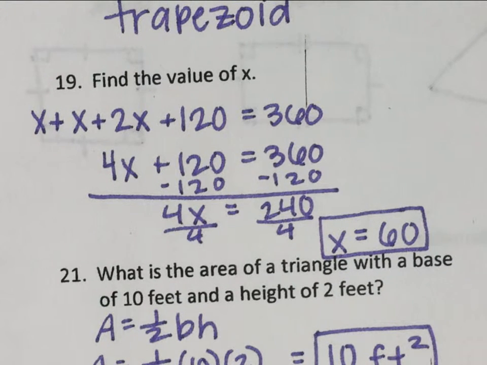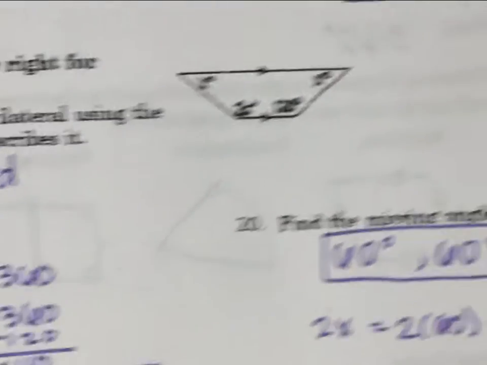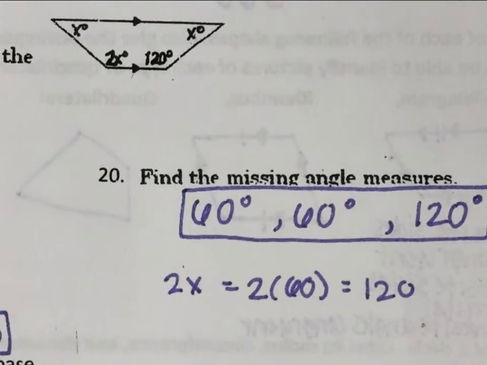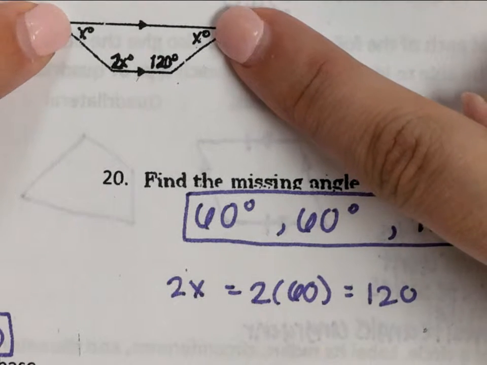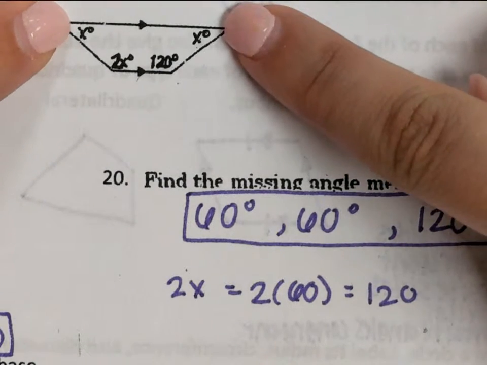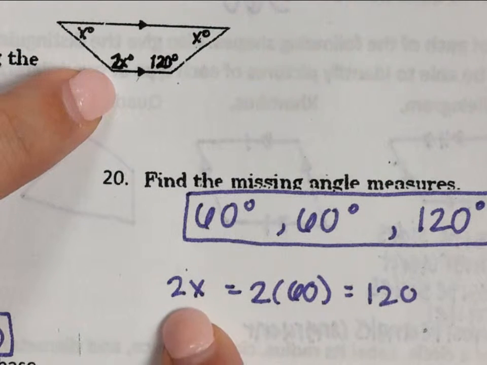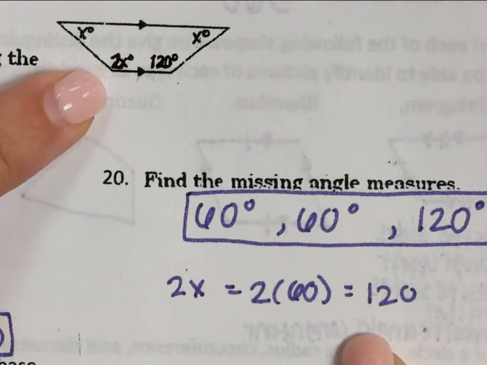Number 20 asks to find the missing angles. So that means you're just plugging in x. So if you look up here, your quadrilateral, 2 of the angles that are missing is just plain x. So that means that's 60 degrees and that's 60 degrees. And then your 2x, you're just plugging in 60 for x. So 2 times 60 gives you 120.